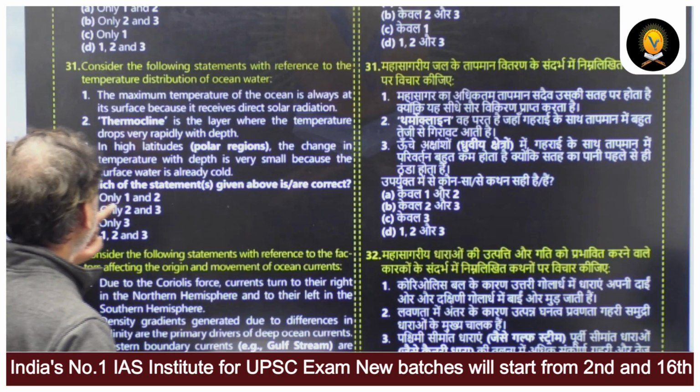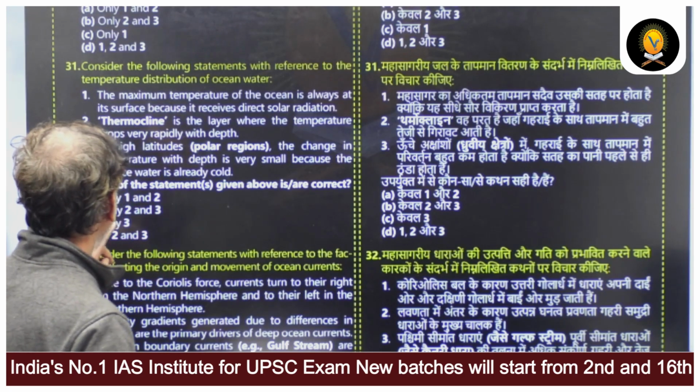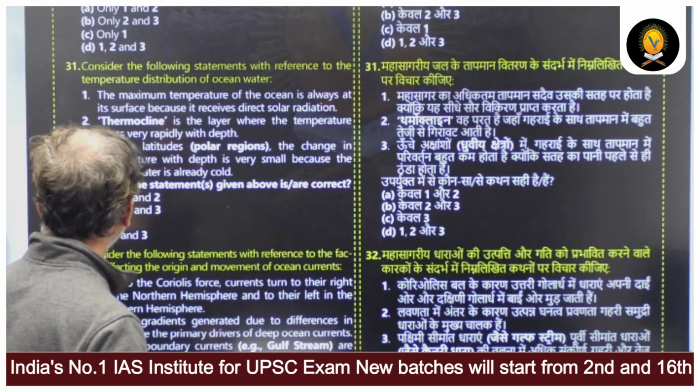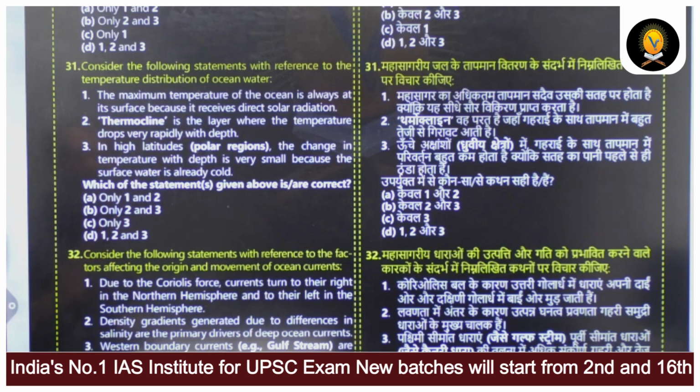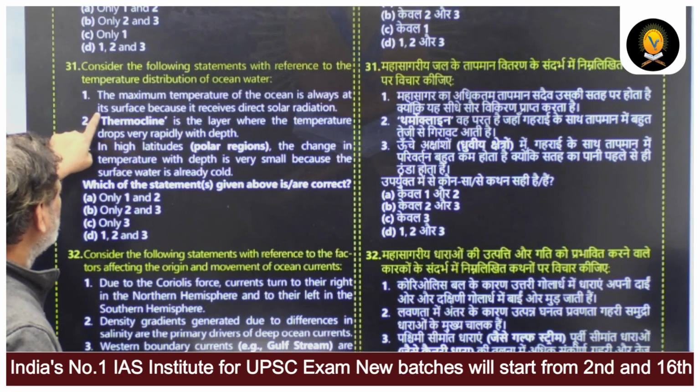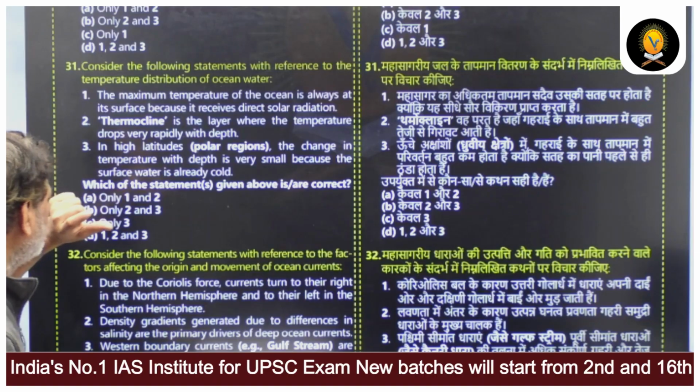The maximum temperature of the ocean is always at the surface because it receives direct radiation. It is correct. The thermocline is the layer where the temperature drops rapidly. It is correct. In high latitudes, the change in temperature with depth is very small because the surface water is already cold. The maximum temperature of the ocean is always at its surface, but in the polar region the surface is covered with ice. So 1, 2 and 3 are correct.